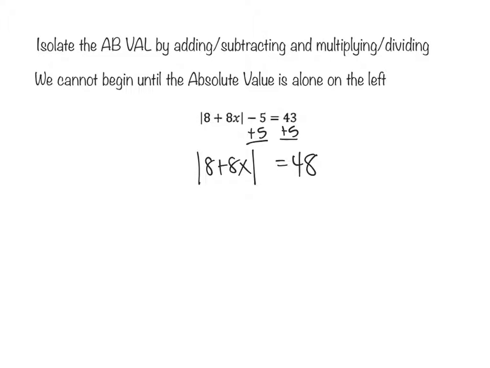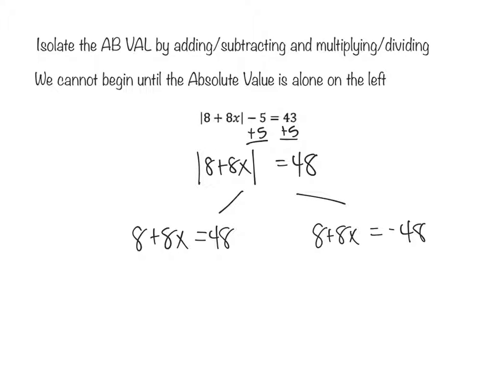What 2 numbers are 48 spaces away from 0? 48 and negative 48. So I'm going to make my 2 equations. One will be a positive 48 spaces away. One will be a negative 48 spaces away. And now I'm going to solve just like I did yesterday. Okay, work it out. Get the 8 and the 48 together first. 8x equals 40.